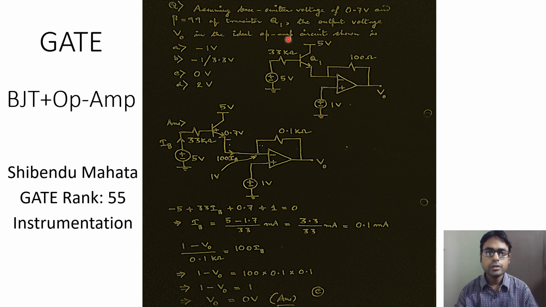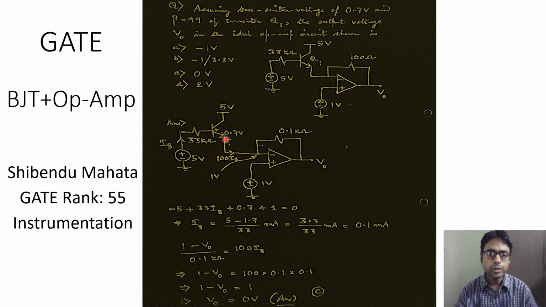Next, we are given the base to emitter voltage of 0.7 volt, so we know that this drop will be plus minus 0.7 volt. And if we consider the base current to be IB, then the emitter current is beta plus 1 times IB. Since beta is equal to 99, beta plus 1 will be equal to 100. And so the emitter current is 100 times IB.